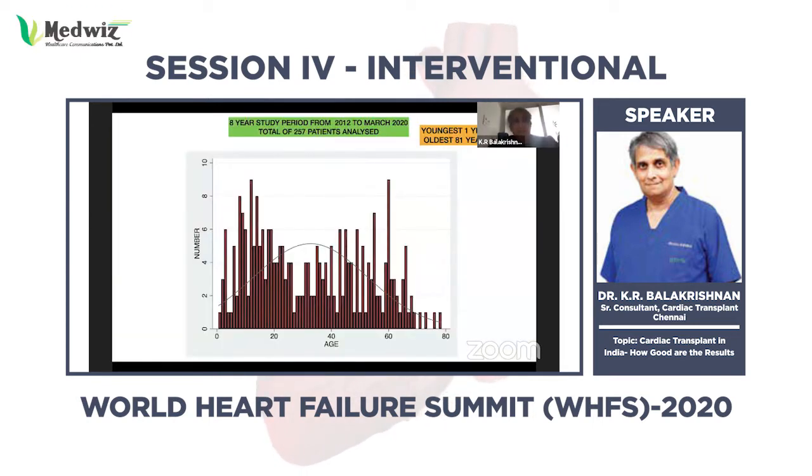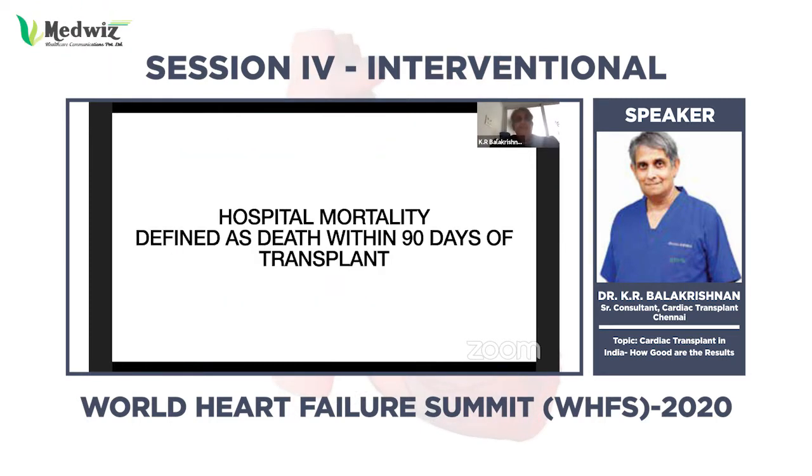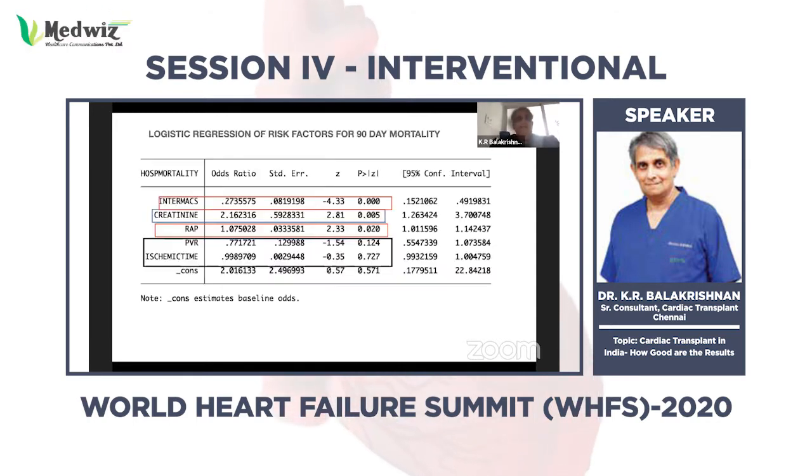So this study involved an 8-year period from the year 2012 to March 2020, and we analyzed a total of 257 patients. The youngest was 1 year old, and the oldest was 81 years old. And this is the sex distribution. And we defined hospital mortality as death within 90 days of transplant.